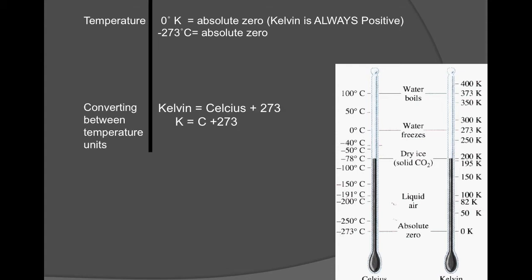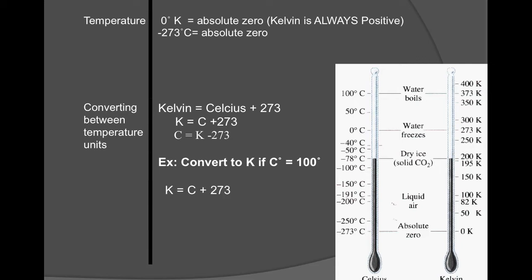So when you're trying to convert between the units, there is a very simple equation: K equals C plus 273, or Kelvin equals Celsius plus 273. If you need to solve for Celsius, all you need to do is move the 273 over, and there you have it. As long as you have either Kelvin or Celsius, you can solve for the other. So here is an example. Convert to K if Celsius equals 100 degrees. We are going to take this equation, put in our Celsius amount, and your total should just be an addition problem, so 373 degrees.